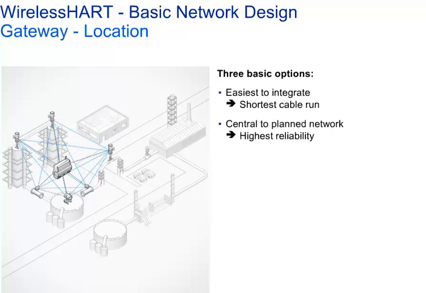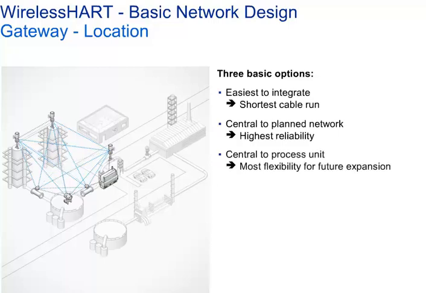Placing the WirelessHART gateway in the center provides the best position for most of the devices to have a direct communication link with the WirelessHART gateway. This location ensures the highest reliability. Central to the process unit. This location provides the most flexibility for future expansion of the initially planned network to other areas within the process unit. With this solution, the highest possible degree of flexibility is achieved.